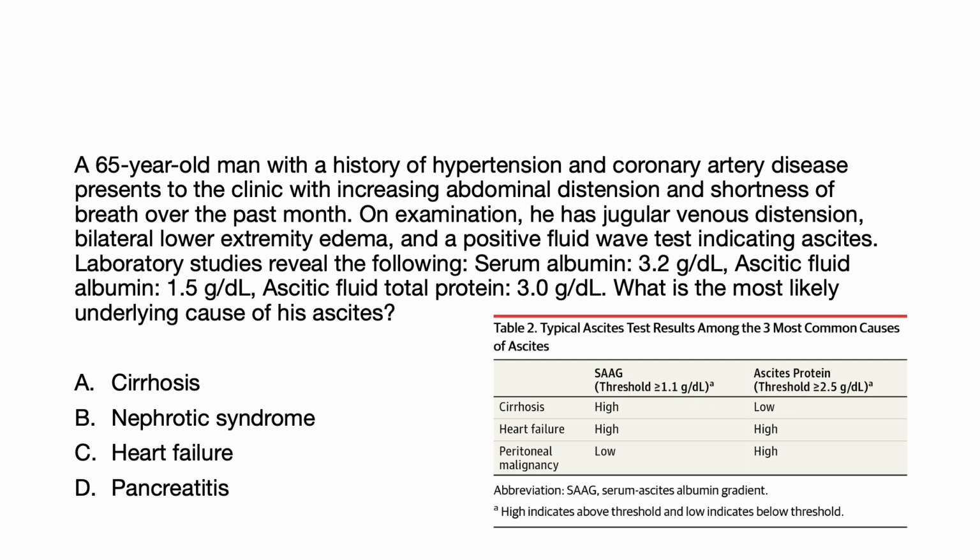However, the total protein concentration in the ascitic fluid helps differentiate the cause. Ascitic fluid total protein of more than 2.5 grams per deciliter suggests a cardiac cause like heart failure, whereas lower levels are more typical of liver cirrhosis. In this patient, the ascitic fluid total protein is 3.0, which combined with a SAG of 1.7 strongly suggests a cardiac cause like heart failure as the underlying cause of the patient's ascites.